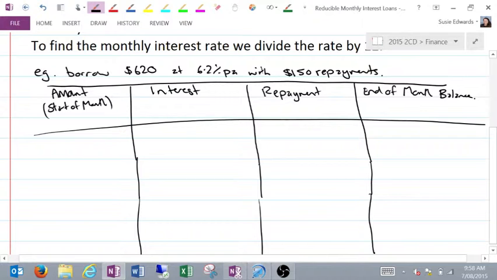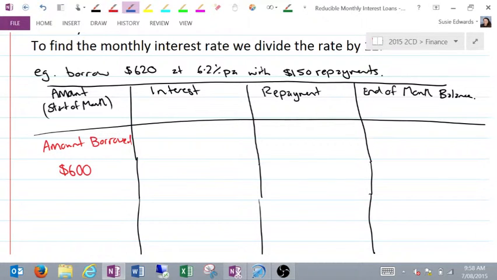Okay, so how do we find out what's our starting amount? $600. So it's the amount borrowed. We're just going to write some little words to start with. So it's the amount borrowed. So for this one, it is $600. What about our interest? How do we add on our interest? Oh, sorry, 620. Sorry. Thank you, Alex.